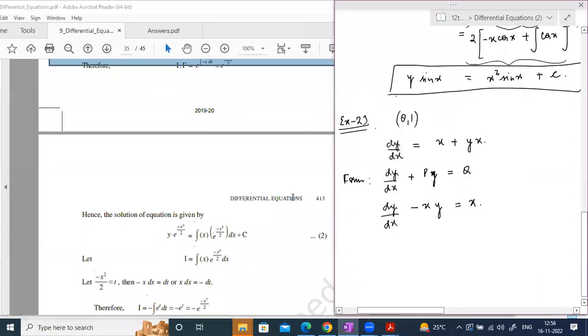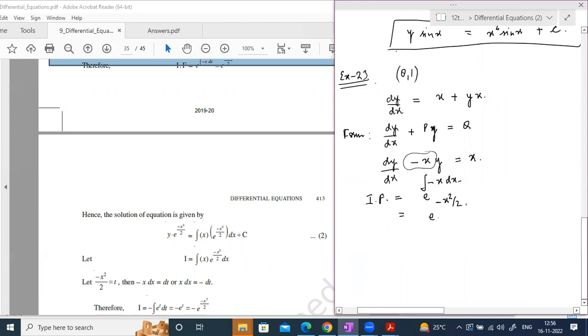We are again getting x square by 2, so we can integrate it. What will be the integrating factor? e to the power of the integral of minus x dx, because p here is minus x. If you integrate it, what will you get? e to the power minus x square by 2. But this particular integrating factor, if you merge it with q, it will become a simple integral.